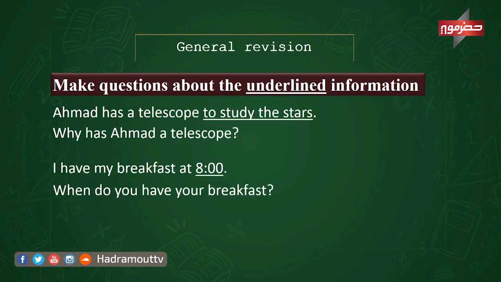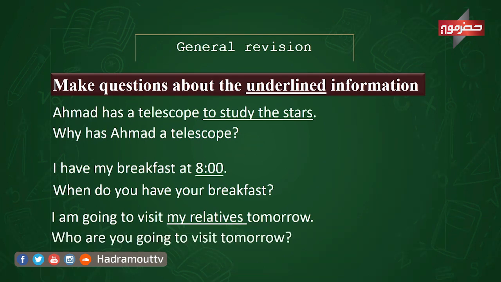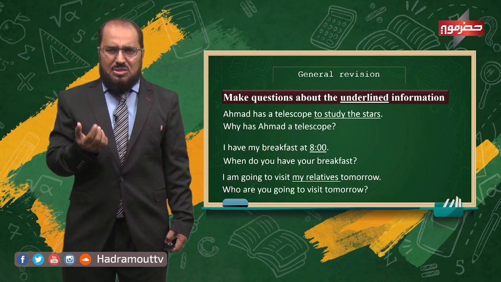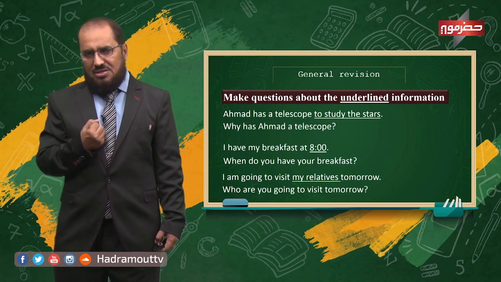I'm going to visit my relatives tomorrow. My relatives. The question will be about my relatives. Okay? So, who? Who are you going to visit tomorrow? My relatives. Okay. Some say whom, but whom is informal. Okay? It's better to say who are you going to visit tomorrow? My relatives.